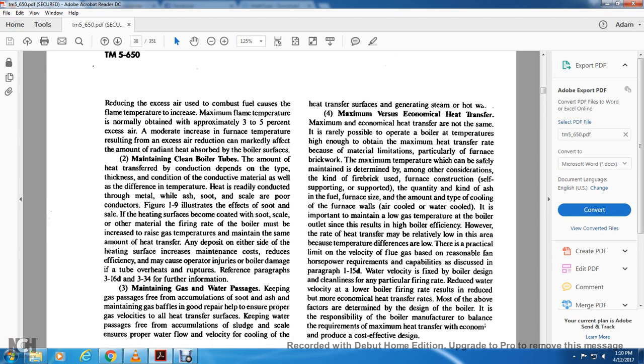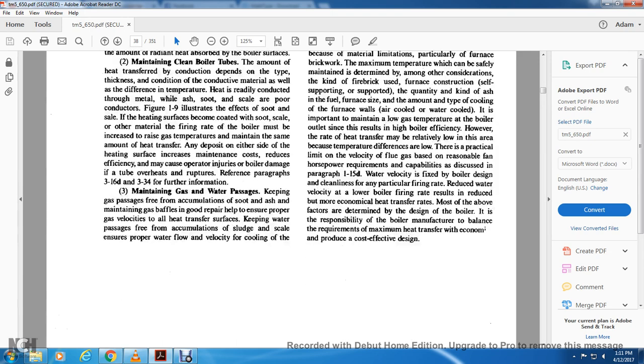Most of the above factors are determined by the design of the boiler. It is the responsibility of the boiler manufacturer to balance the requirements of maximum heat transfer with economy and produce a cost-effective design.